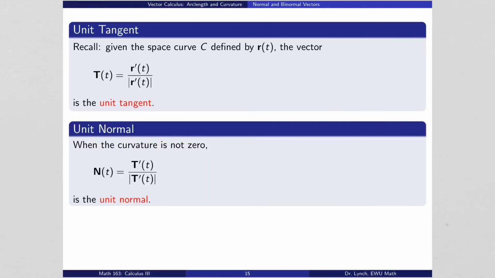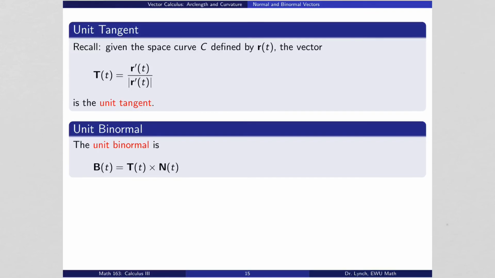The normal vector, N of t, is given by a unit vector that's parallel to T prime. So we define this to be the normal vector. Okay, so now any space curve always has a tangent vector, a unit tangent, and a unit normal, and those are orthogonal.